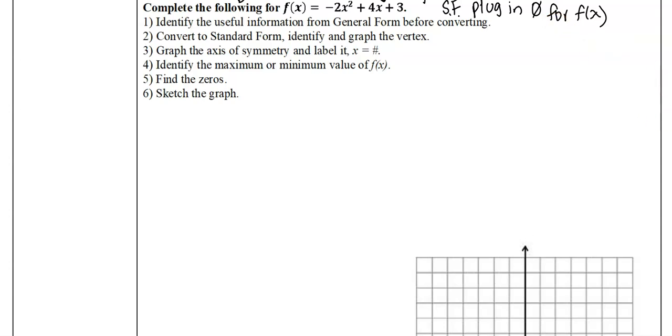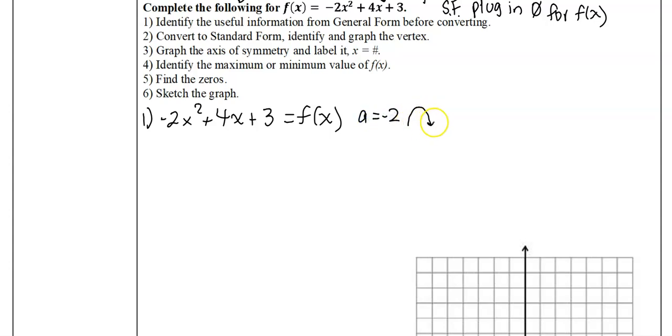So we're going to start with this first information, this first step, 4f of x equals negative 2x squared plus 4x plus 3. We're going to identify the useful information from that form before converting. So step 1, I'm going to take negative 2x squared plus 4x plus 3 equals f of x. And here's what we know. Our a equals negative 2. Therefore, our parabola opens down and it has a maximum as a vertex.